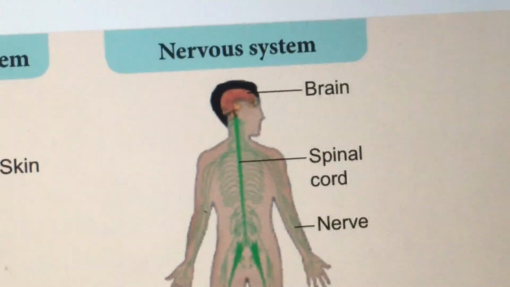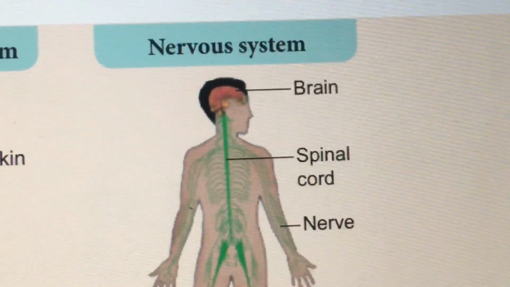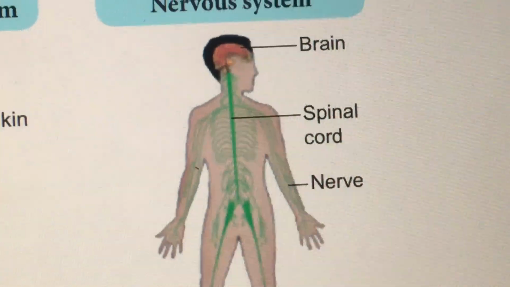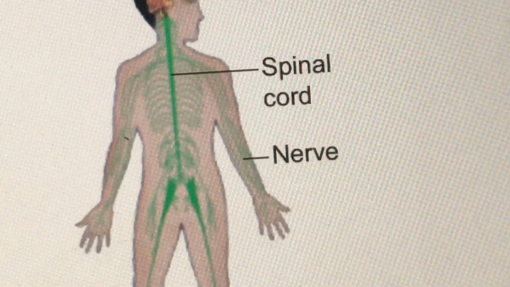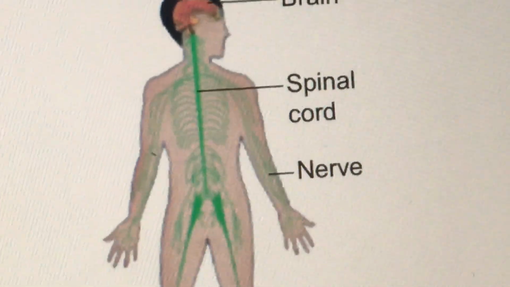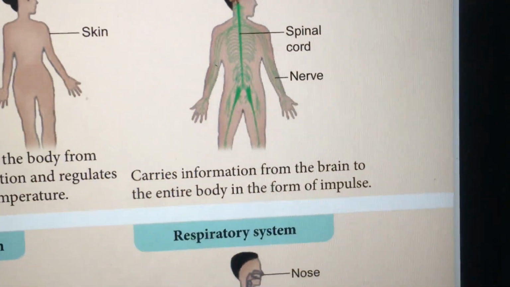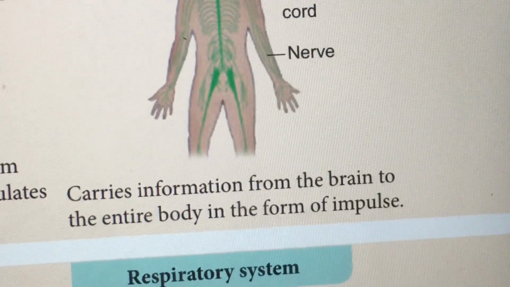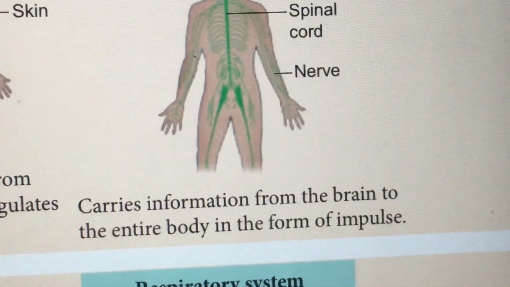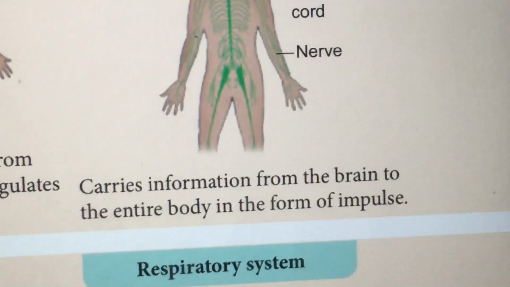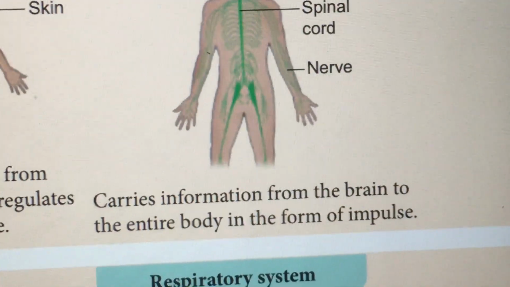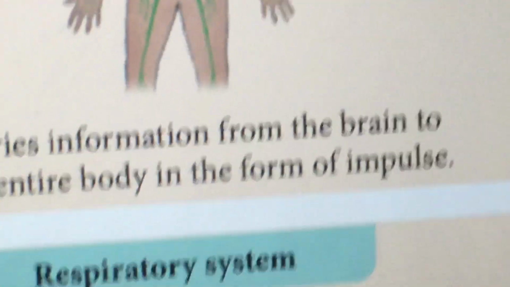Nervous system, sistem saraf. We have the brain, otak, we have the spinal cord, saraf tunjang, and then we have the nerve, saraf, S-A-R-A-F. It carries information from the brain to the entire body in the form of impulse. Dia membawa informasi daripada otak kepada seluruh badan dalam bentuk renjatan.